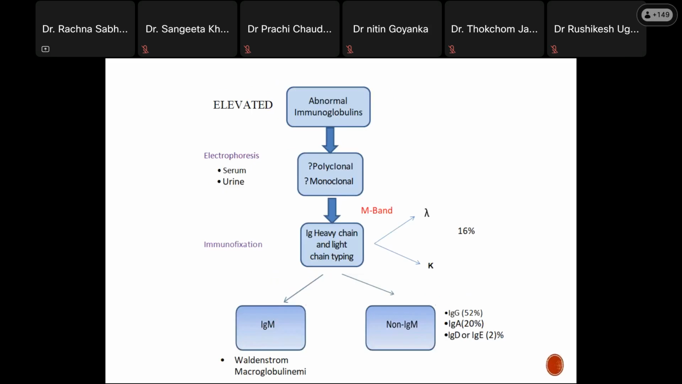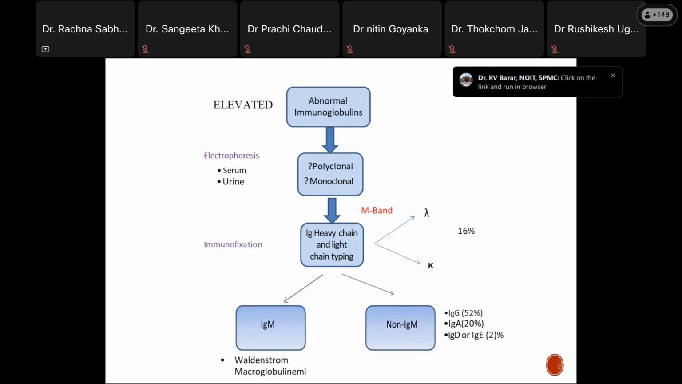So now just have a look. Whenever we find abnormal immunoglobulins, we suspect either polyclonal or monoclonal gammopathy. So what are the investigations? We advise serum protein electrophoresis, and we advise urine electrophoresis. When we find an M band, that is diagnostic of multiple myeloma or gammopathies. So further we have to proceed with immunofixation.